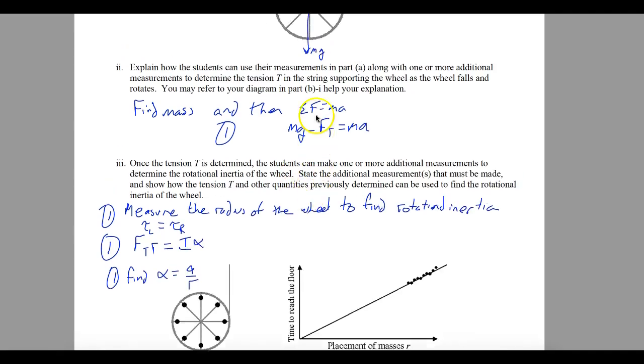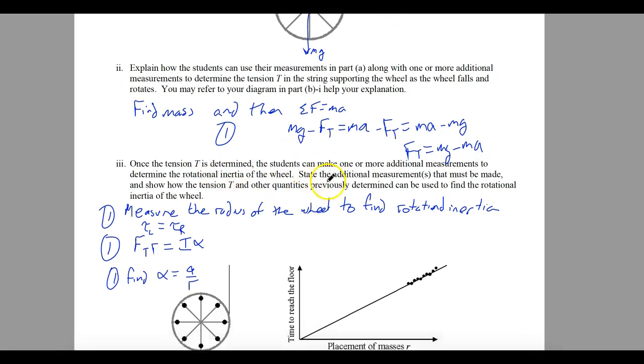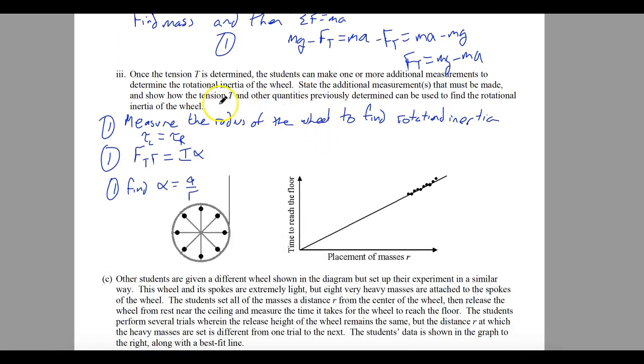Once the tension is determined, we can find Ft. Let's go back up here for a second. Negative Ft would be equal to ma minus mg, so Ft is equal to mg minus ma. Once we know the tension, the students can make one or more additional measurements to determine the rotational inertia of the wheel. State any additional measurements that must be made.